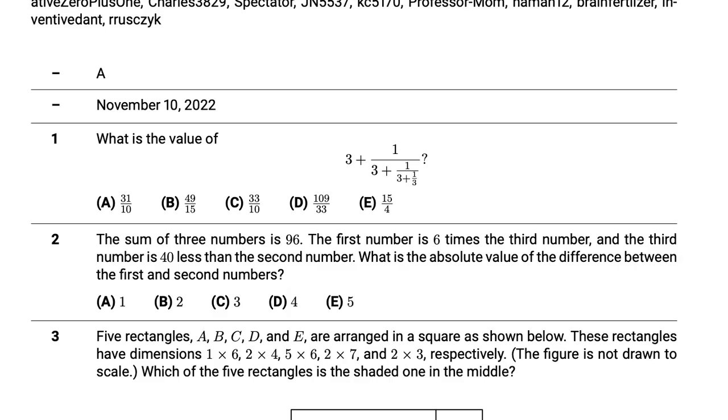All right. First question is very simple arithmetic. You would have 3 over 10 here, and then you would have 33 over 10 for this whole part. And then this is 3 plus 10 over 33. And that's 99 plus 10 over 33. So it's 109 over 33.